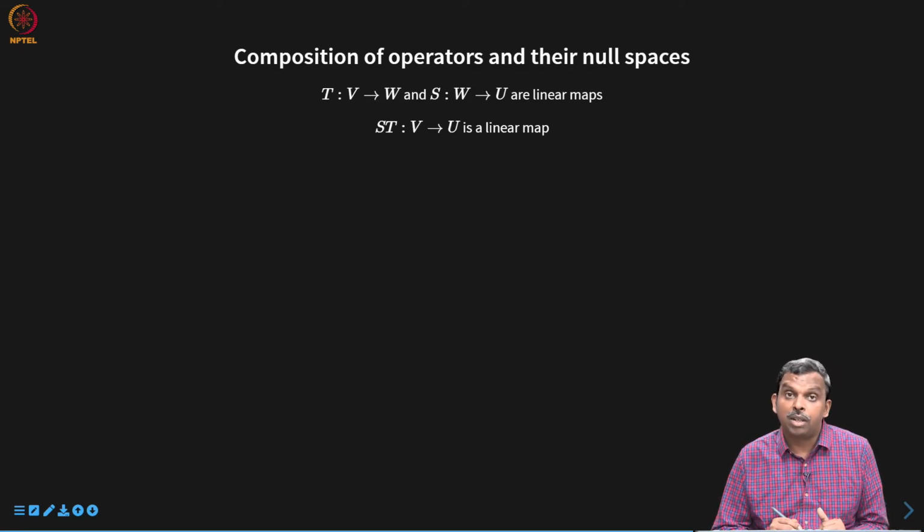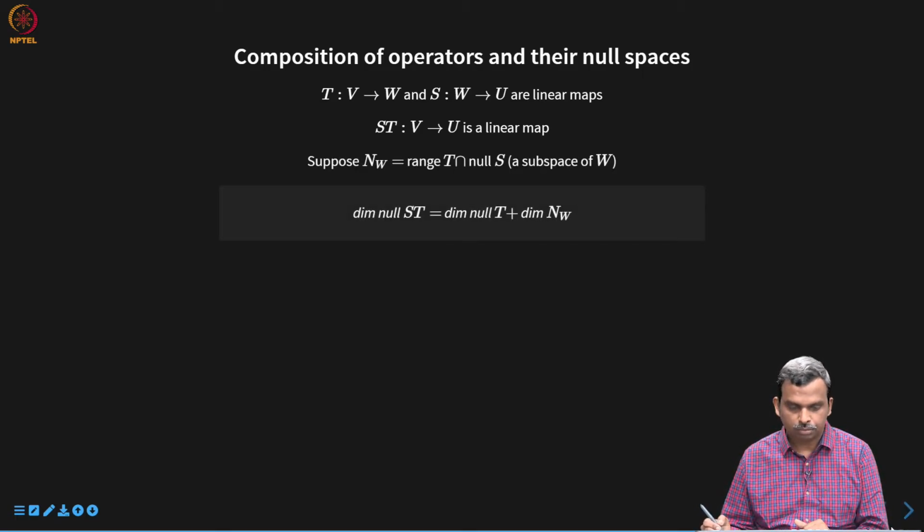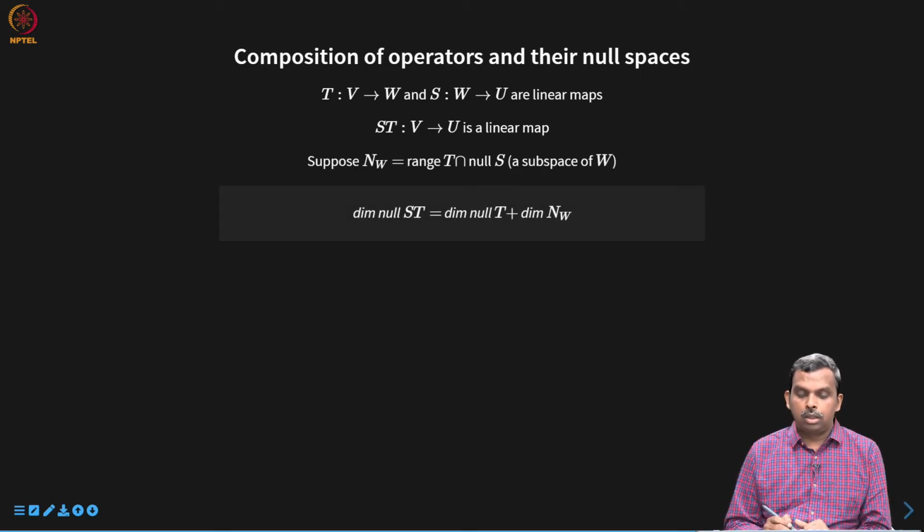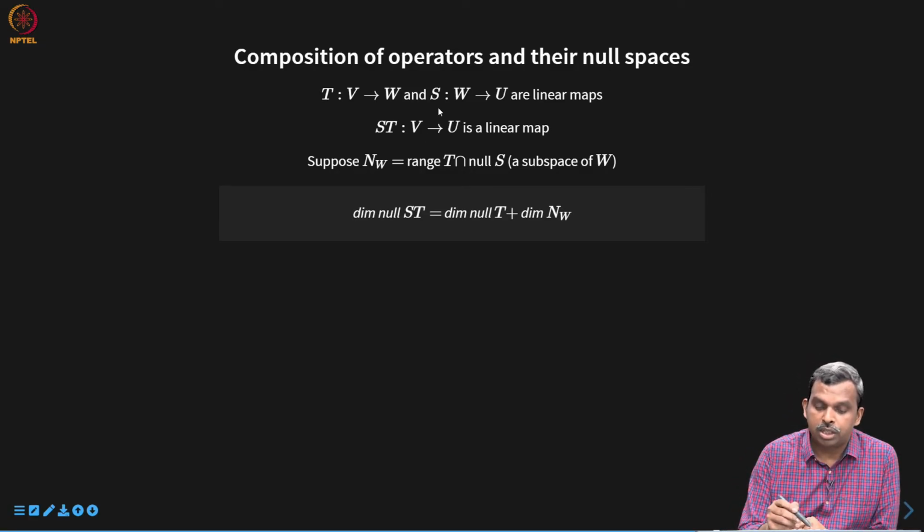You have a linear map T from V to W and another linear map S from W to U. Now ST is a composition of the two maps, and it will take you from V to U. That is also a linear map, we know that. Now the crucial thing we want to study is how the null space of ST is connected to the null space of S and null space of T. That is what I want to do.